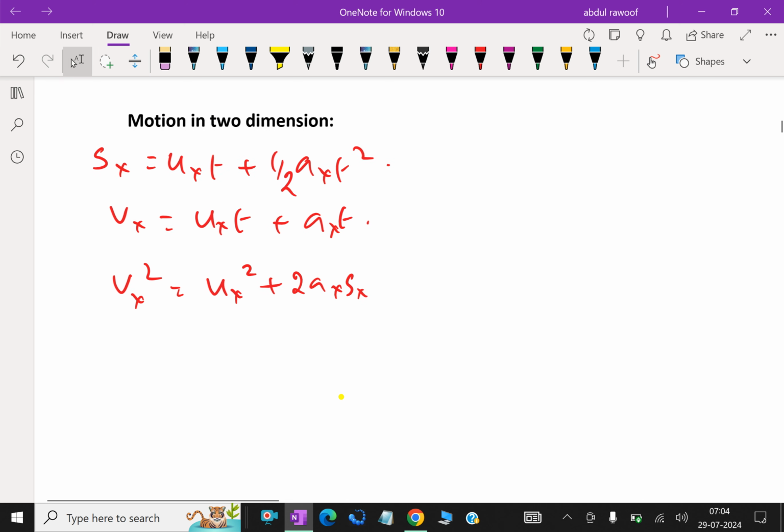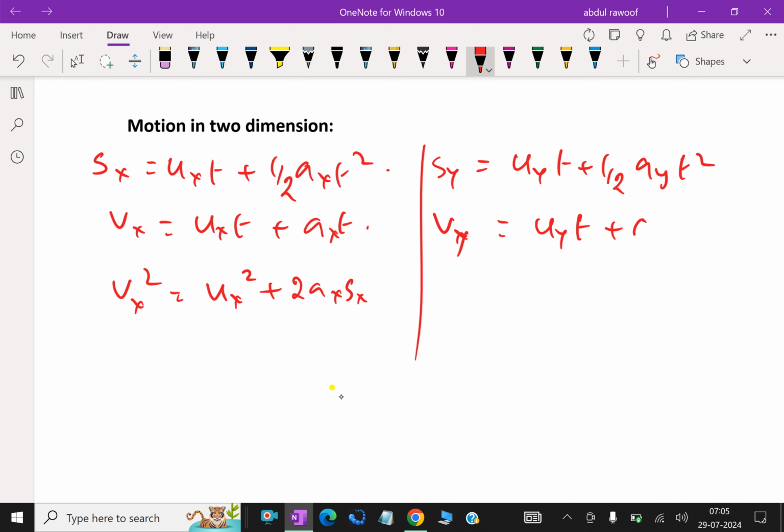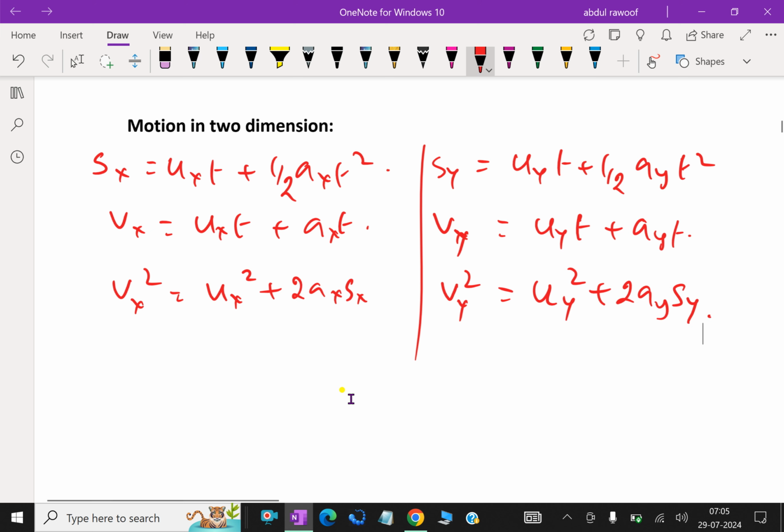Similarly, in the y direction you can write Sy equals uyt plus half ayt squared. Then vy equals uy plus ayt. Then vy squared equals uy squared plus 2aySy.